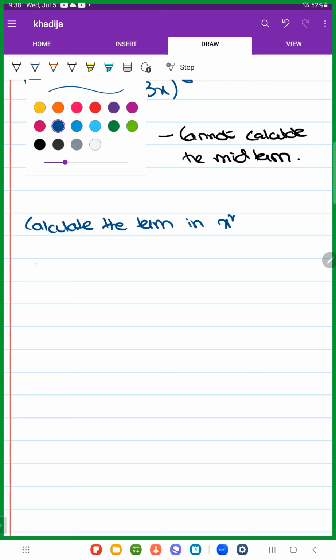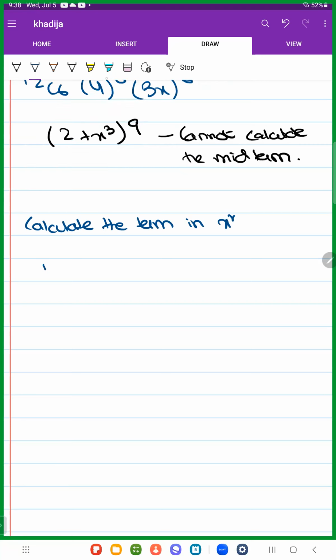And they have given you the expression (5 minus x) into (1 plus x) to the power 6. This is the question, and we're asking you to find the term in x squared.